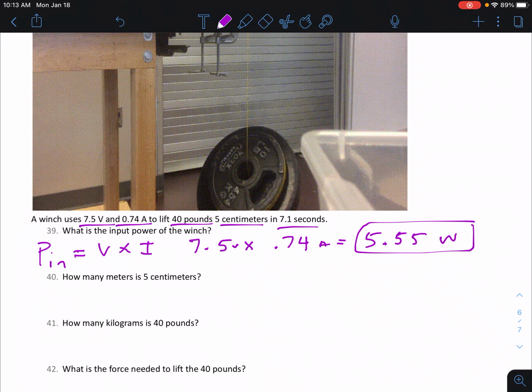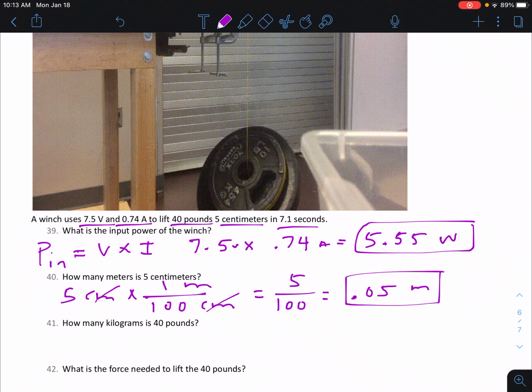How many meters are in 5 centimeters? This is a conversion we've done many times already. 5 centimeters. We want to use our conversion factor, which is 100 centimeters for every 1 meter. That will cancel centimeters out. 5 times 1, the top times the top, gives us 5, and 100 on the bottom. 5 divided by 100 is 0.05 meters. You probably didn't even have to do that math because you knew that in your head.